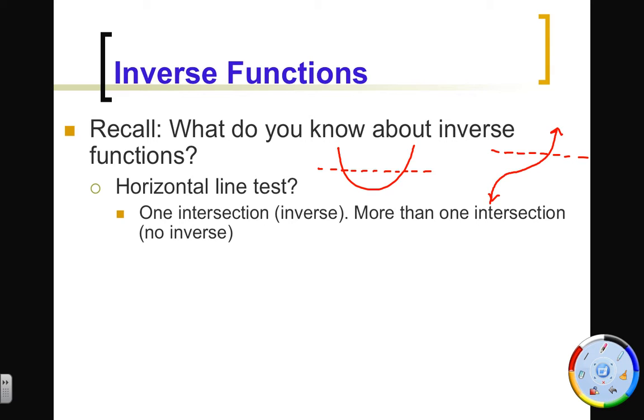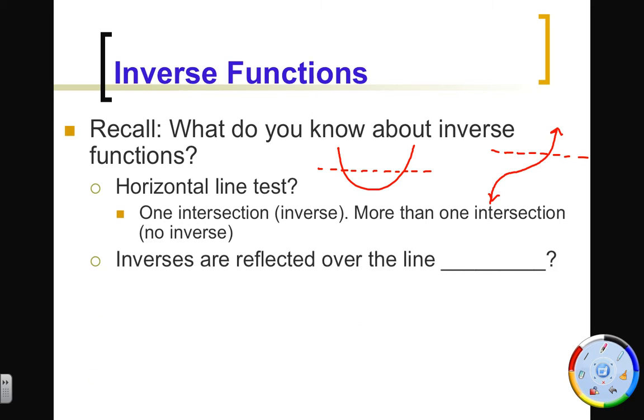So this is what I was just talking about. If I have one intersection, then it has an inverse, and more than one intersection, it has no inverse, kind of. There's ways that we can make inverses, and it has to do with only looking at part of the graph or parts of the graph. I hope most of you can fill in this little blank spot without my help. However, because I got to fill this stuff in for everybody, inverses are reflected over the line y equals x.